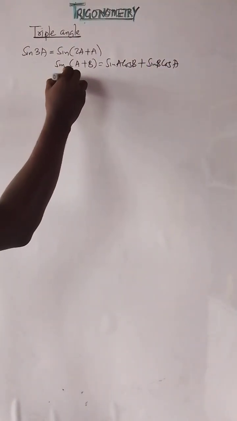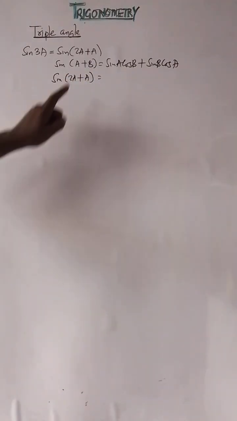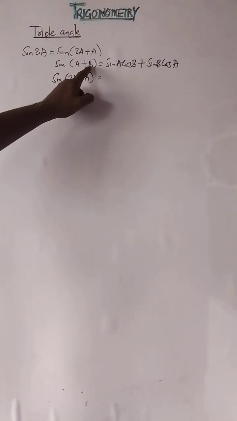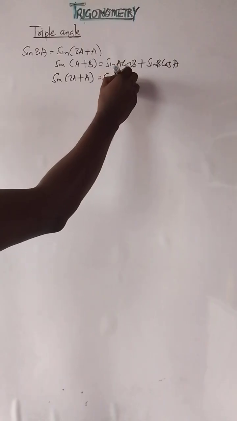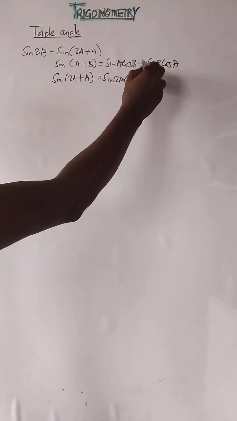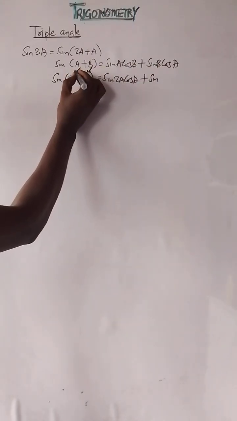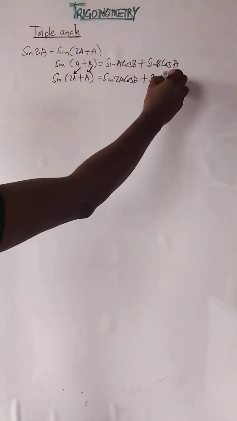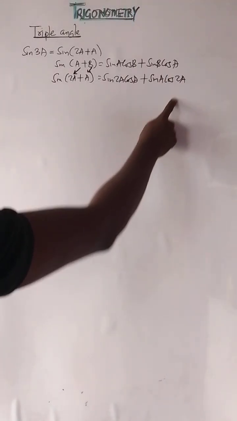So sine 2A plus A becomes: anywhere we see A, we write 2A, and anywhere we see B, we write A. So I have sine, and I'll replace A with 2A. Then cos B, I'll replace B with A. Plus sine B, where B is A, then cos A becomes cos 2A. Then we have sine 2A cos 2A. Double angle, double angle. Let's replace back.